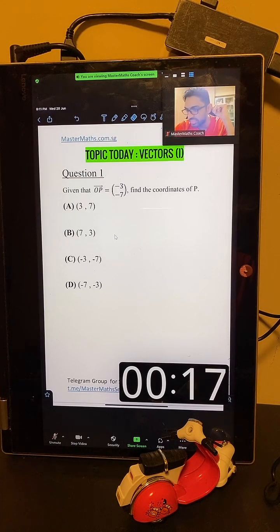Vectors in A-levels is cancerous. Partially agree with you, Aloysius, because it's not that easy in A-levels. You learn plane vectors, 3D vectors. Okay, I remember those days.